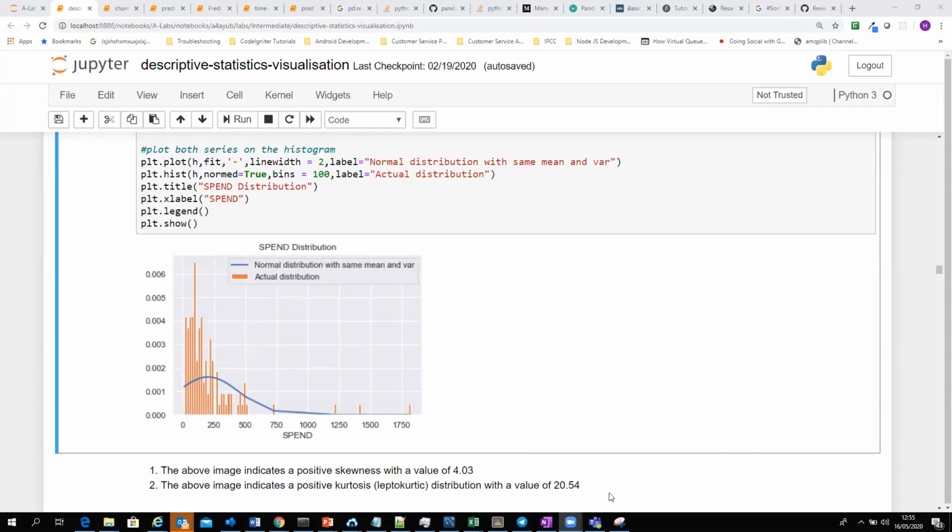Okay, what was the question, Ayub? Which skewness is this in this plot? Well, it's positive skewed. Yes, it is.